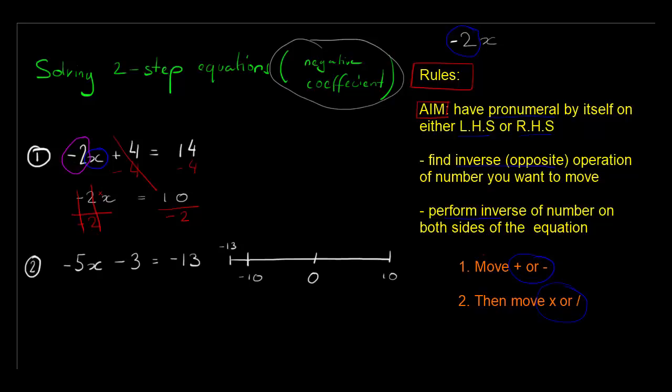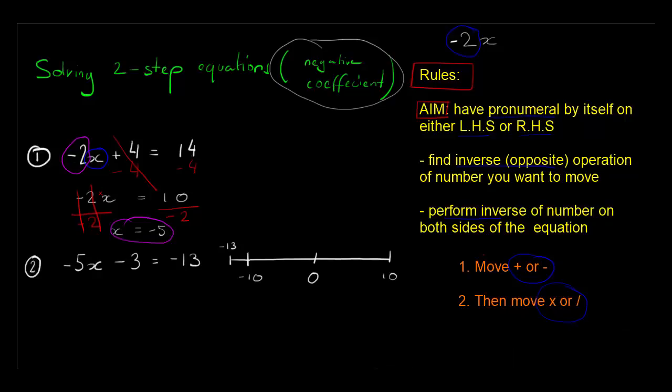So now we're left with just x on the left hand side. Now what is 10 divided by minus 2? Well, a positive divided by negative is a negative, so x is equal to minus 5. And that's the answer, x is equal to minus 5.